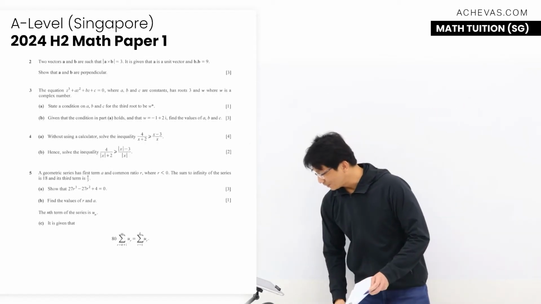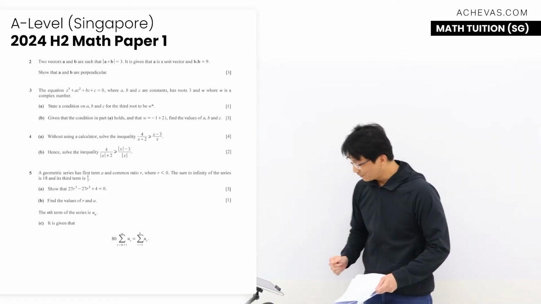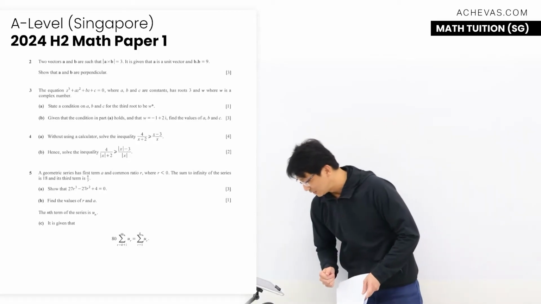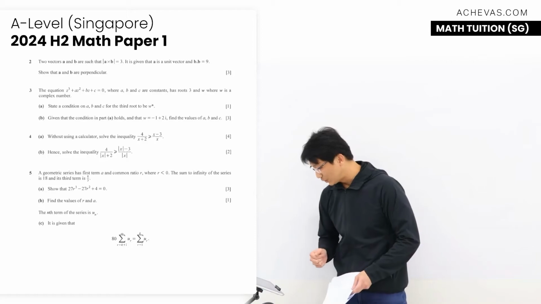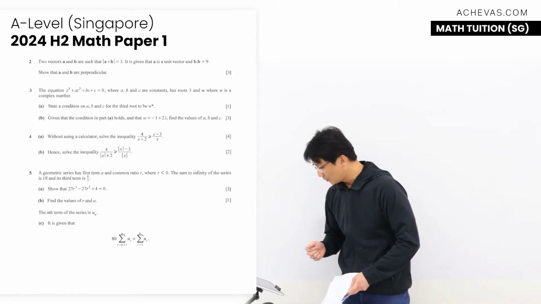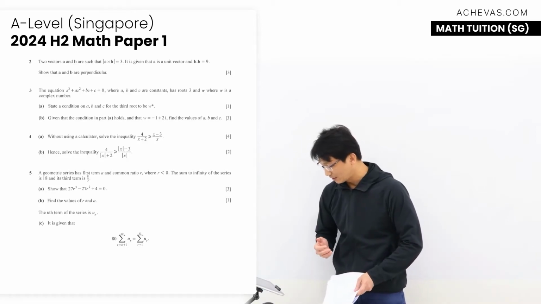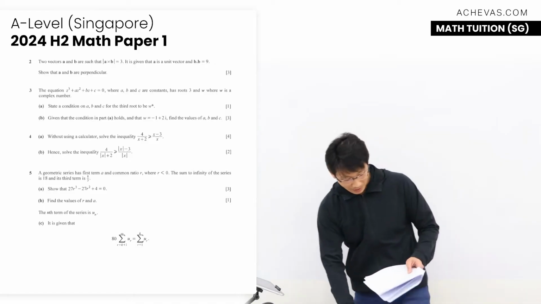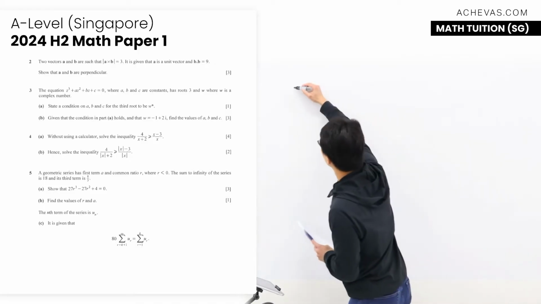Question number 5 is an AP and GP question. We are given that a geometrical series has a first term of a, common ratio r, and the sum to infinity of the series is 18 and the third term is 8 over 3. I'm going to write down this information on the board first.